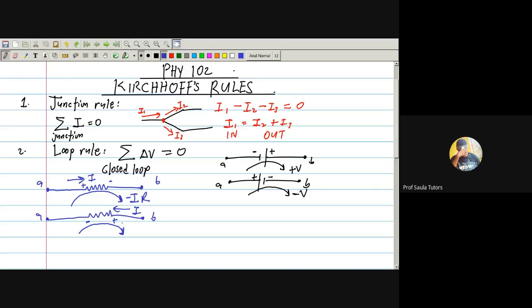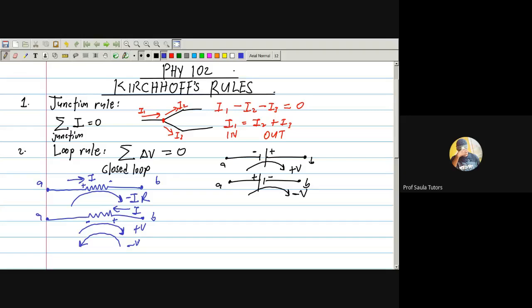So look at this direction now. Will this be positive voltage or negative voltage? Positive voltage. Yes, exactly. Good. Now let me reverse direction. Let me say I'm moving this way. Now is this positive or negative? Negative voltage. Exactly. That's how we do it.